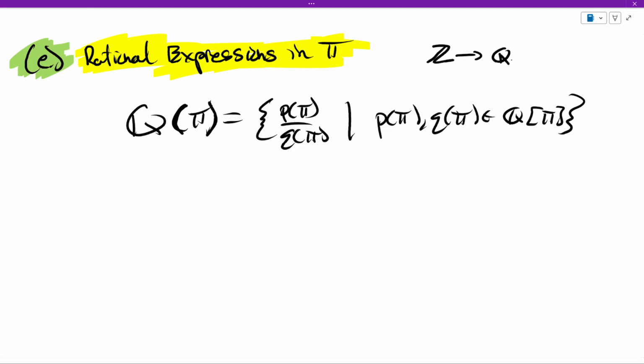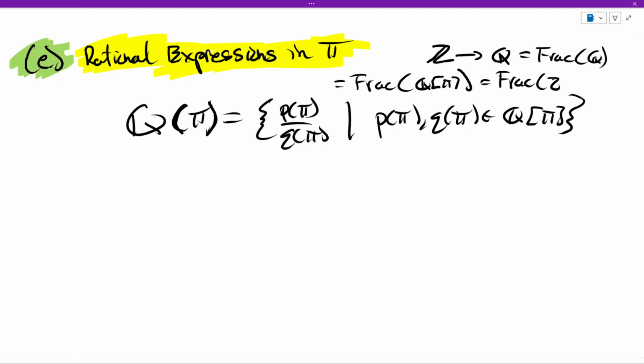And the passage from Z to Q is also an instance of that field of fractions, and this is an instance of it. It's not relevant for the class, but just in the background, this is Frac Q adjoin pi. It's also actually Frac Z adjoin pi. Turns out if you declare that integer polynomials in pi have multiplicative inverses, which is what this does, you just get multiplicative inverses for integers. So this is not surprising. But there's this thing going on in the background, taking the field of fractions, and that's what's happening here.